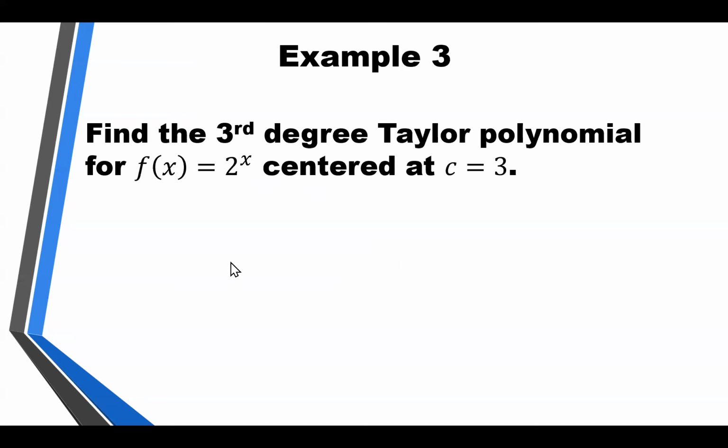Let's do an example now that we know what the Taylor polynomial is supposed to look like. We're going to find the third degree Taylor polynomial for f of x equals 2 to the x power centered at c of 3.